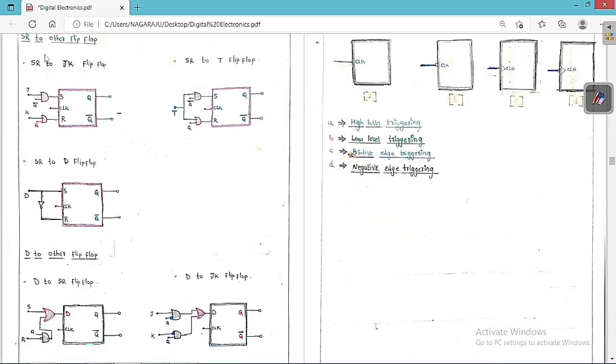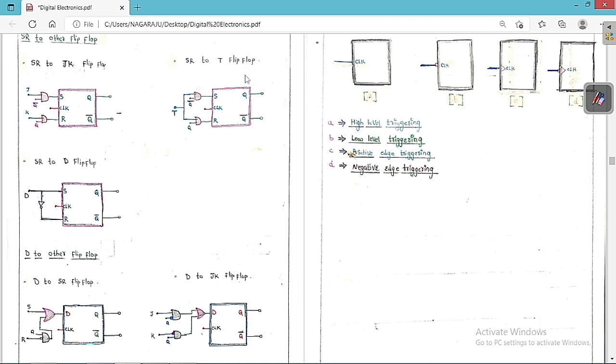Similarly, I want to make SR to other flip-flops. Suppose I want to make SR to JK flip-flop. So this is the SR flip-flop, with Q and Q bar. Here I have to keep the AND gate, with inputs J and Q bar. Here there is K and Q. Both AND gates will become like this. So if you follow those three steps, then we can make a JK flip-flop from the SR flip-flop with this extra connection.